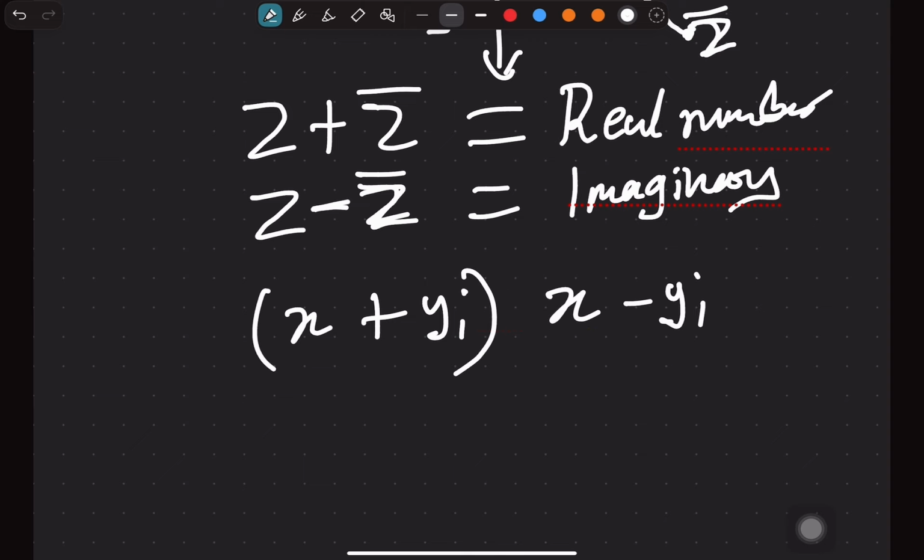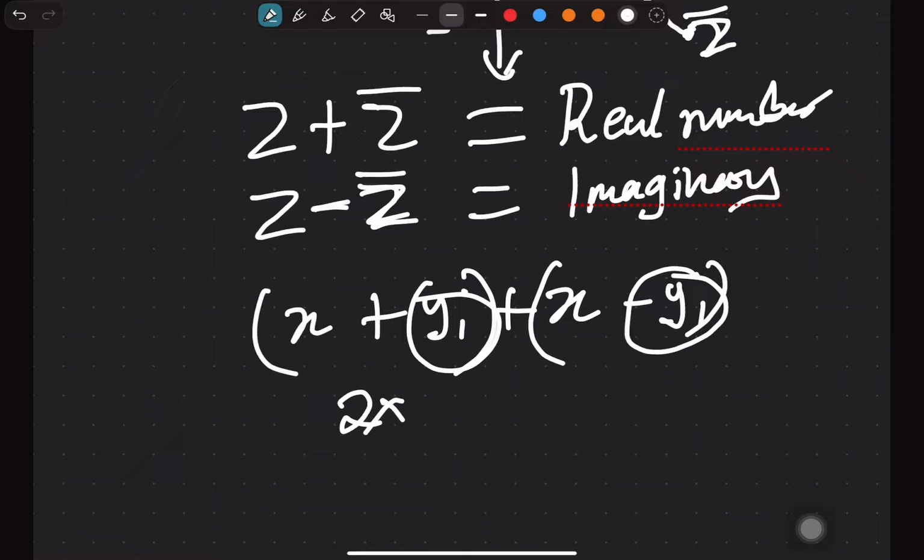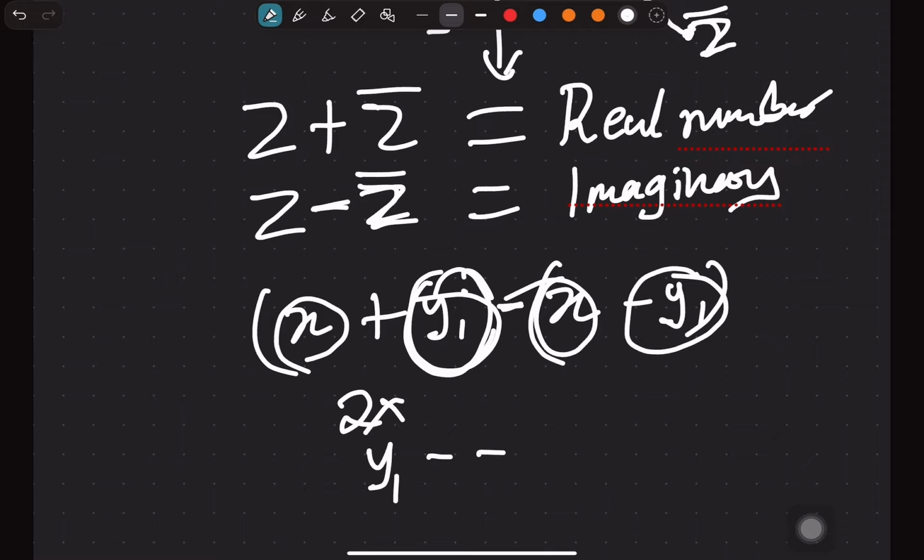When I add these two, the imaginary parts are going to cancel, leaving me with 2x. But when I take the difference, the real parts are going to subtract, giving me 0, but then the imaginary parts are going to add up. So y1 plus y1 is going to give me 2y1.